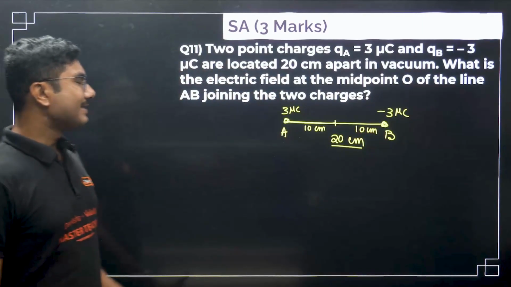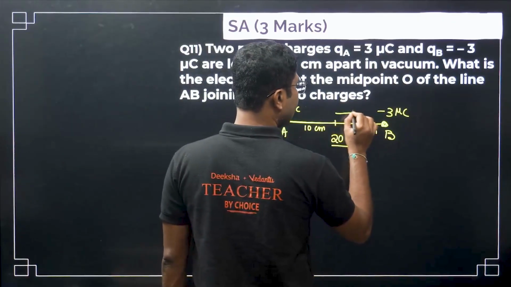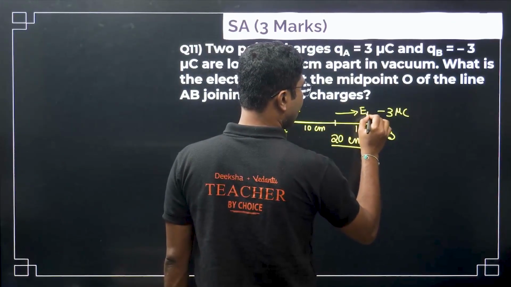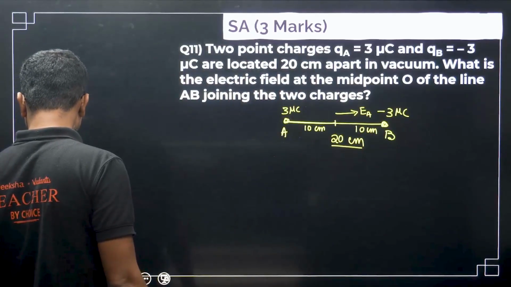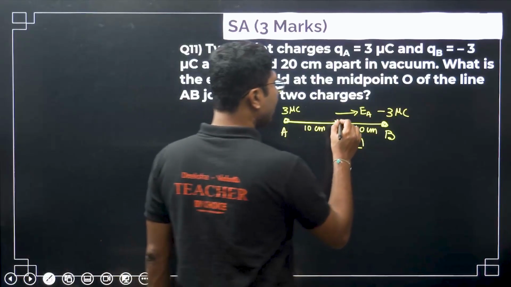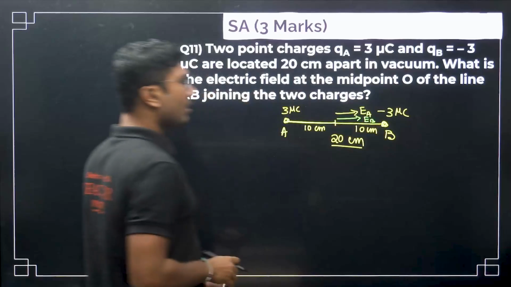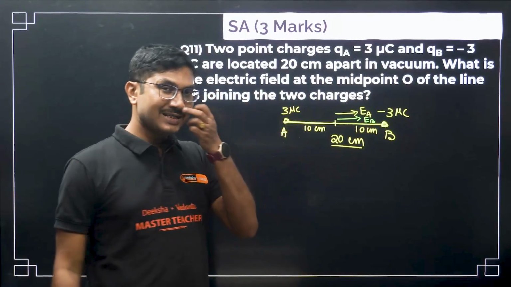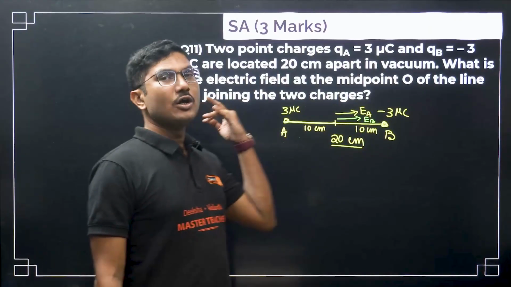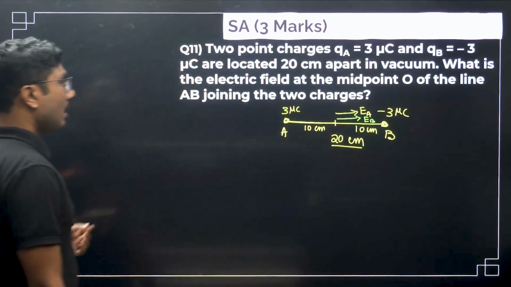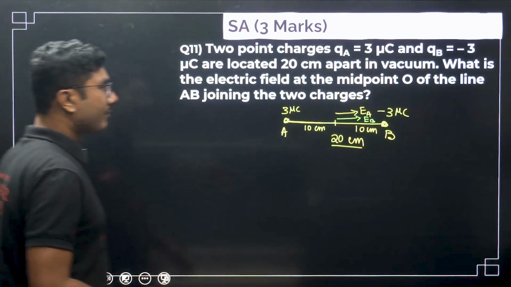Now, what is the electric field due to positive charge? Electric field due to positive charge will be in this direction. So this is EA. What will be the electric field due to the negative charge? Electric field due to the negative charge will be in the same direction, and it will be EB. Why so? Because electric field due to positive charge is away from, whereas electric field due to negative charge is towards. So both the electric fields are in the same direction. So you have to add them.